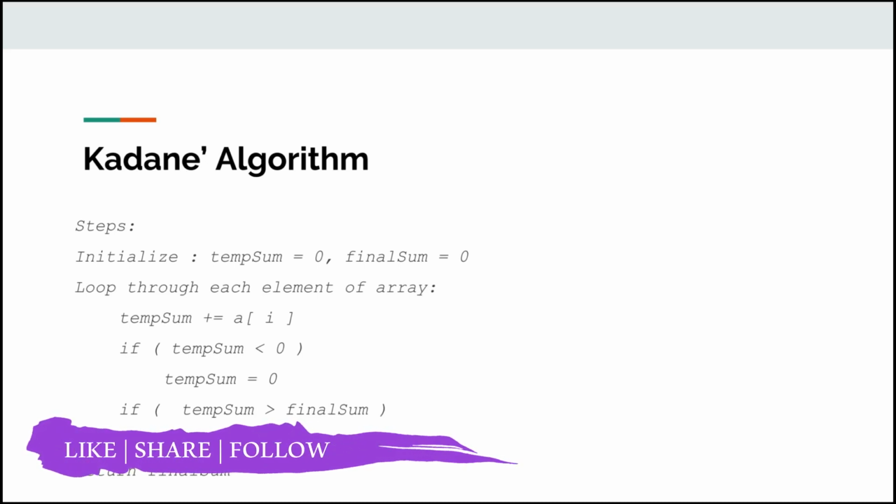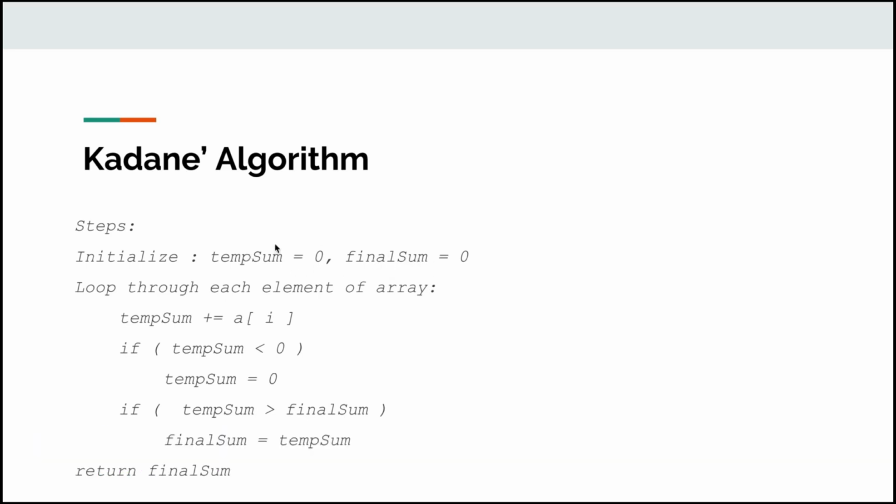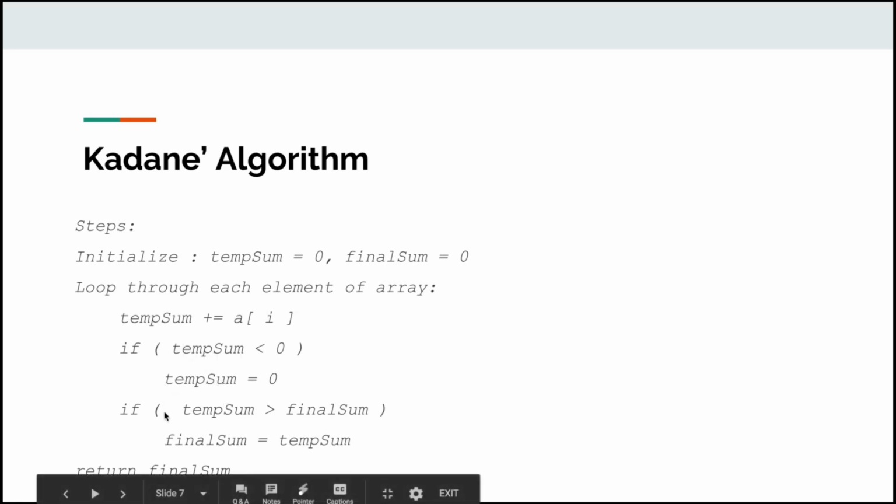Before starting with the algorithm, we initialize 2 variables, one for the temporary sum and one for the final sum. The concept of Kadane's algorithm is to traverse each element of an array and consider only those segments which have the maximum sum. We look through each element of the array and add each element to the temporary sum. As soon as the temporary sum becomes negative, we set the temporary sum to 0, and if the temporary sum is greater than the final sum at any point, we set the final sum to the temporary sum. This final sum will become our output at the end of the algorithm, and we simply return the final sum as output.